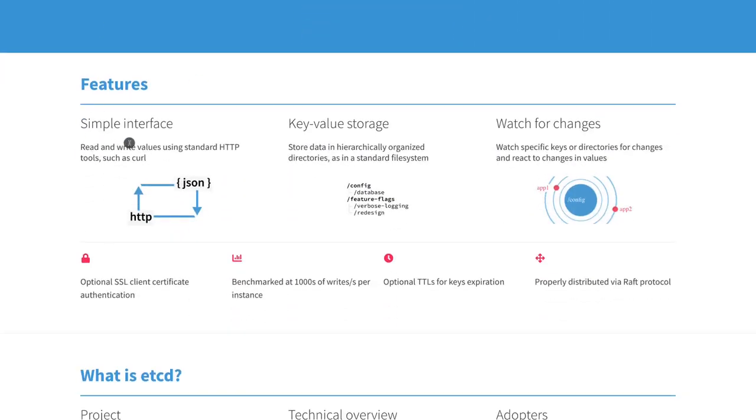You see the features: it's a simple interface, it has key-value storage. You can see that it stores the data really organized in directories, as in a standard file system. And here it watches for changes on specific directories, and it also reacts to changes. And you'll see why this is important in a second.